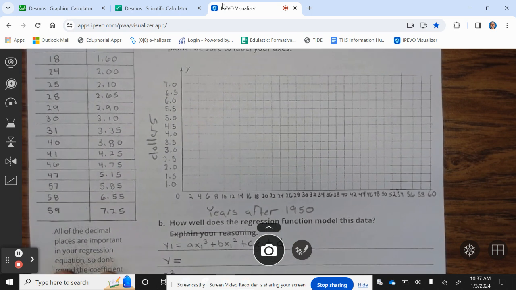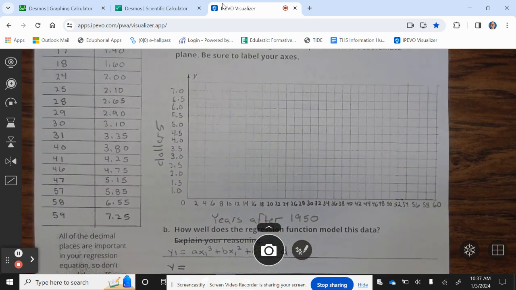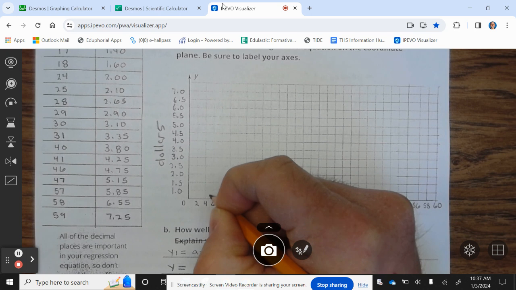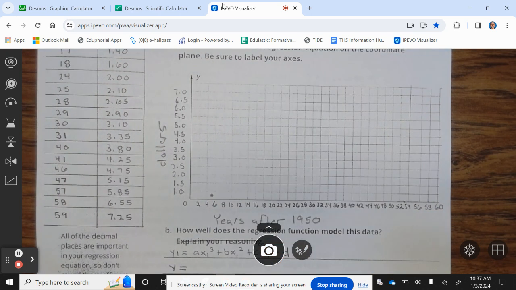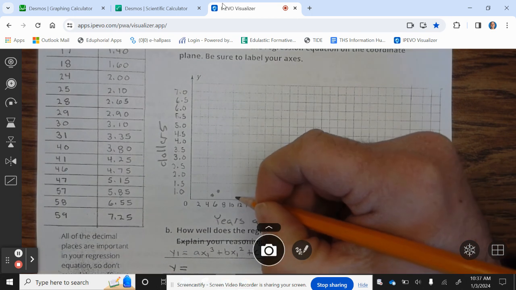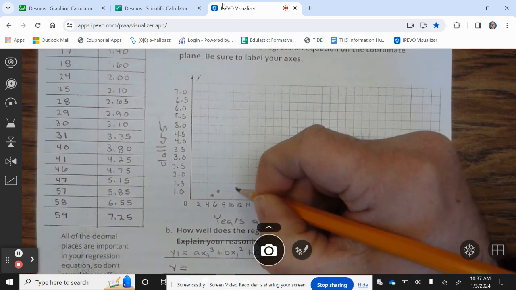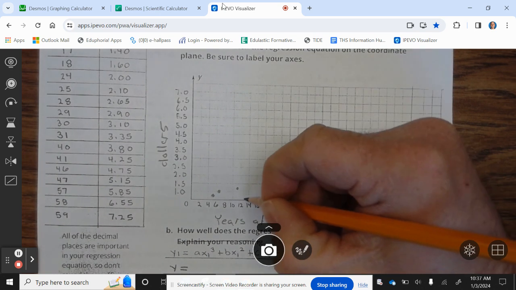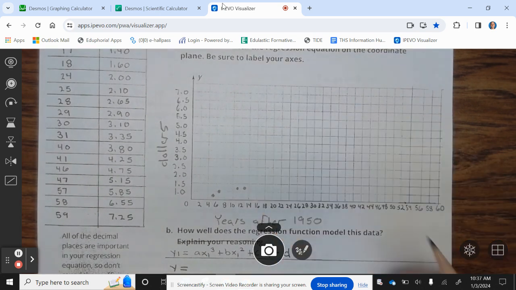Okay, so let's go ahead and graph our points. 5.75 is about right here. 6 is 1. 11 is 1.15, so that's about right there. 13 is 1.25, so it's about right there.